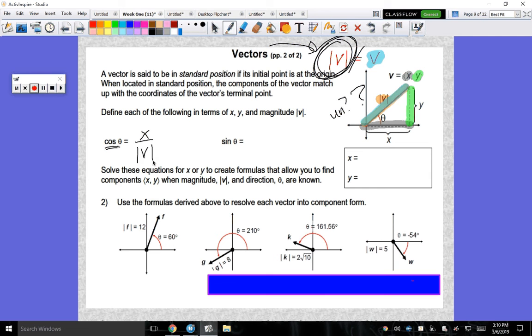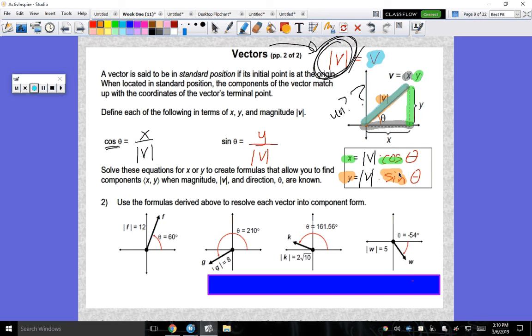So if I multiply both sides by the magnitude, I get this. The magnitude of v times the cosine of theta will give me an x value, because cosine is x. We know that sine is opposite, or y, over the magnitude. So if I did magnitude times sine, and you'll see this on your homework, you would be able to get the y value. The y component, because sine is y.